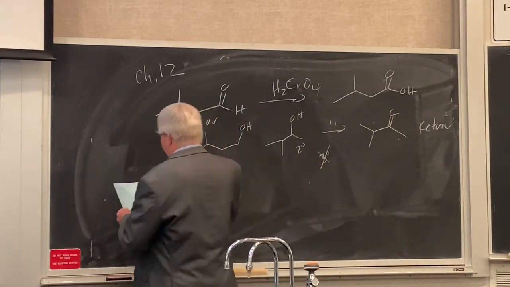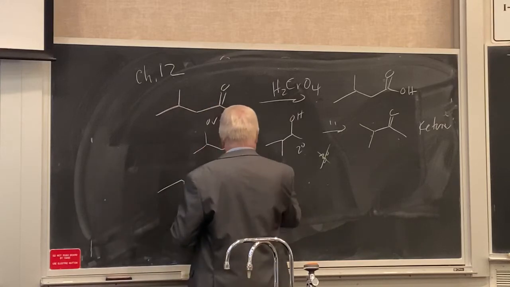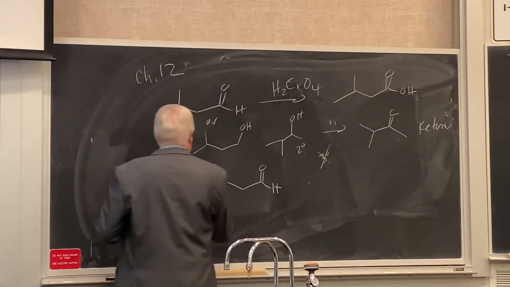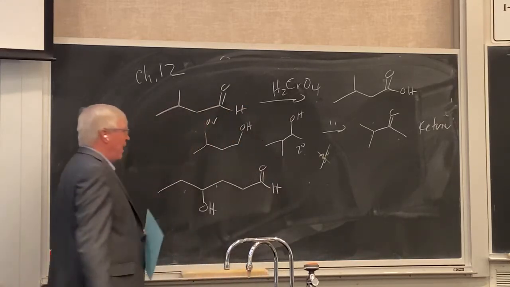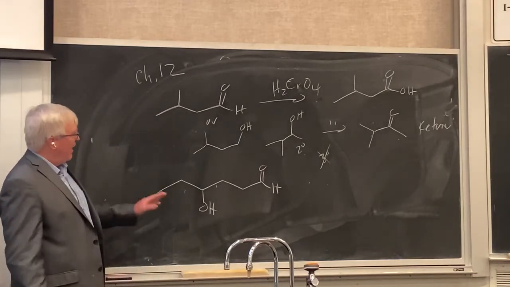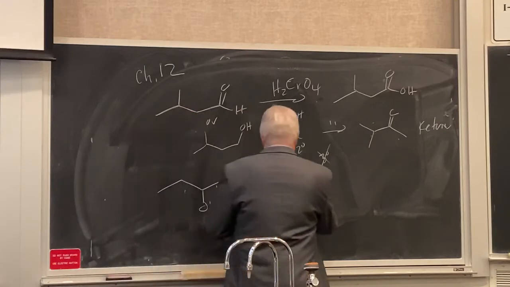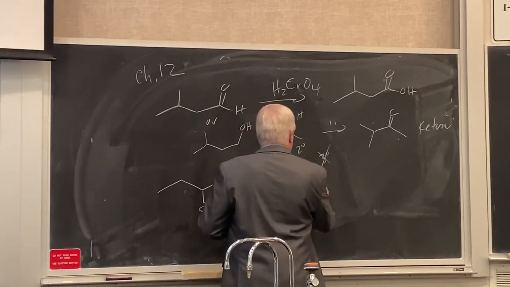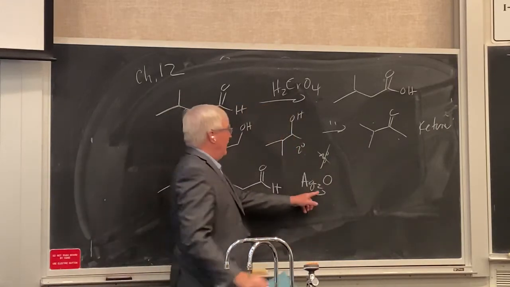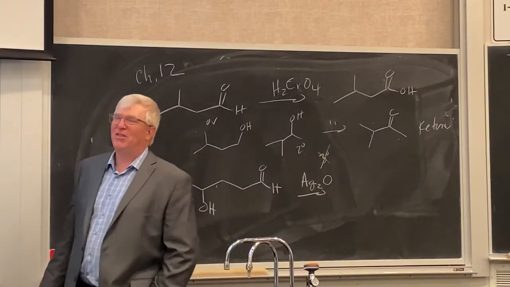Okay, we have another reagent here, and this is a new reagent. We'll see it more in sugar chemistry. It's a milder reagent. So here we got an aldehyde with an alcohol here that could get oxidized, right? But this new reagent will be silver oxide. That's Ag2O.